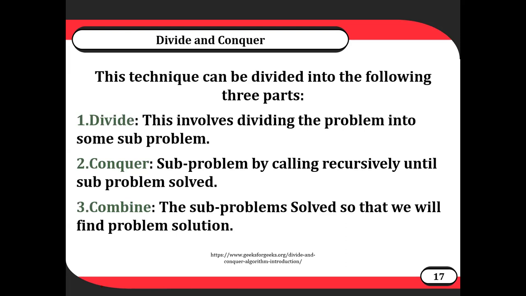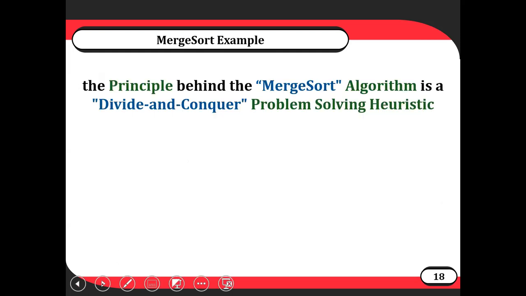So divide and conquer can be divided into three parts. So we divide the problem into subproblems, and we'll see an example of this shortly. Conquer: the subproblem is called recursively until it's solved. So we just further divide until our problems become small enough that we can solve them. And then we combine our solutions into a final solution. So that's sort of the overview of divide and conquer.